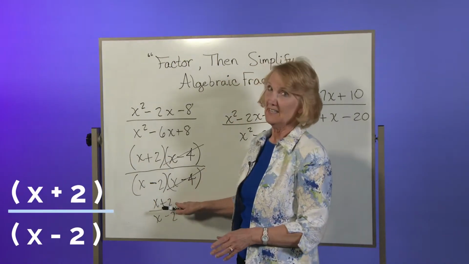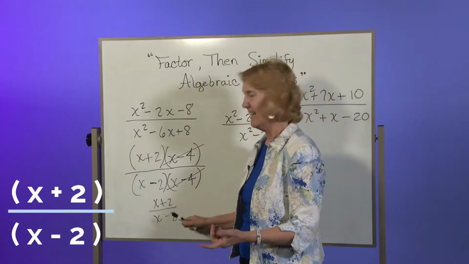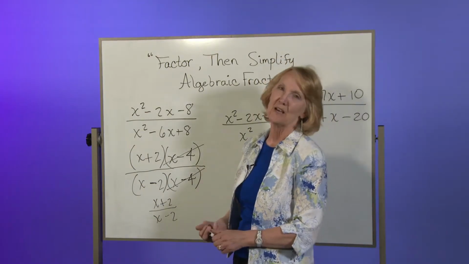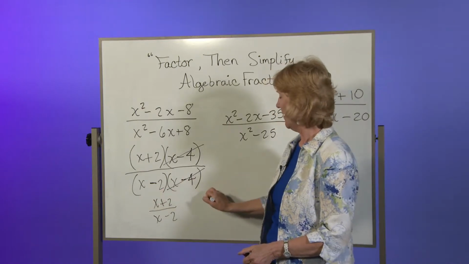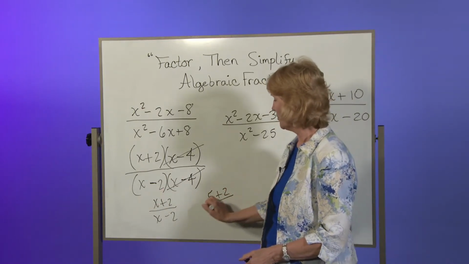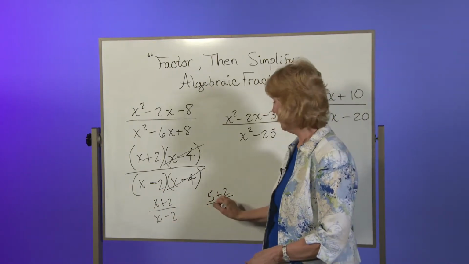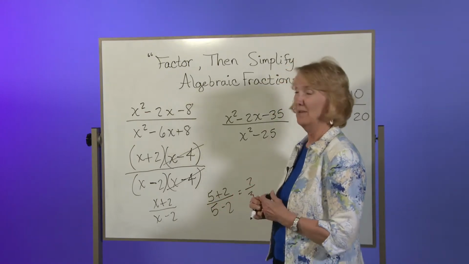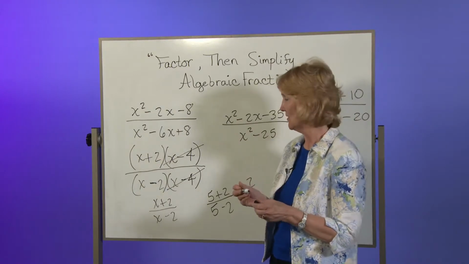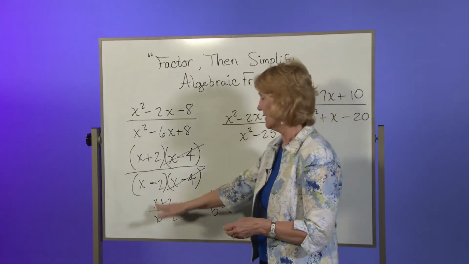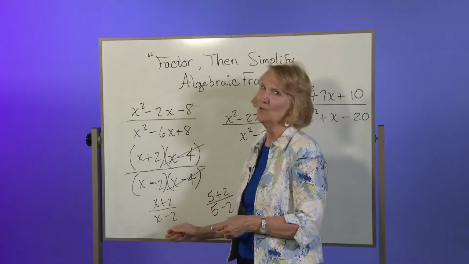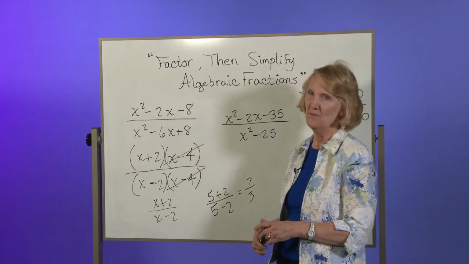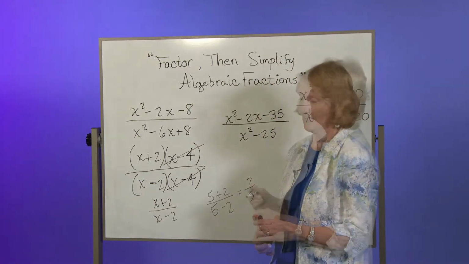You may want to look at this and say, oh, I can cancel the x's and cancel the 2's. No, you can't. Because if x was 5, that numerator would be 5 plus 2. If x is 5, then the denominator is 5 minus 2. That becomes 7 over 3. Well, that doesn't just drop away and become 0 or 1. So we can't cancel when they're being added. We can only cancel when they're being factored, when it's factors.